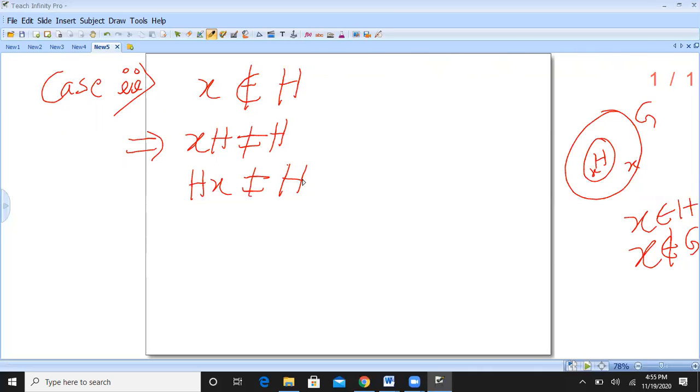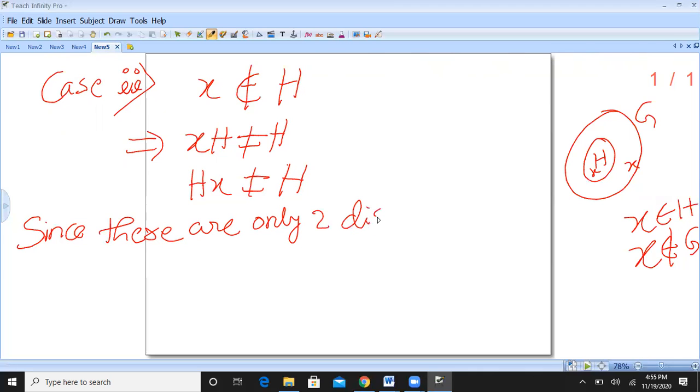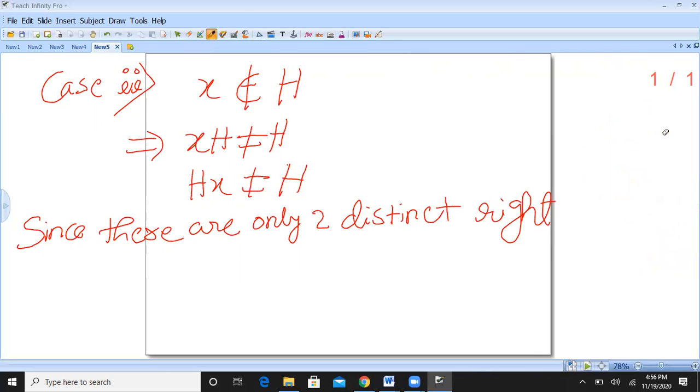Since we can write this, there are only two distinct right cosets. Only right cosets, and the textbook does not give left cosets, so that we don't get confused. Only right cosets, because to find out the index, we find out only right cosets, of H in G.